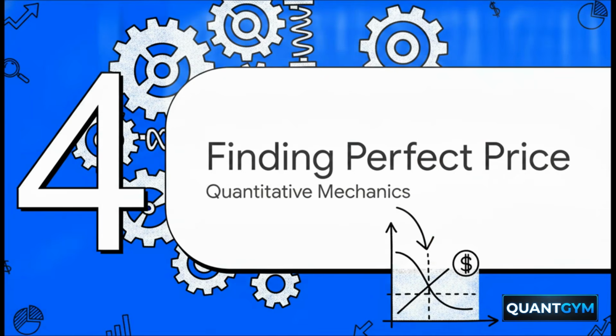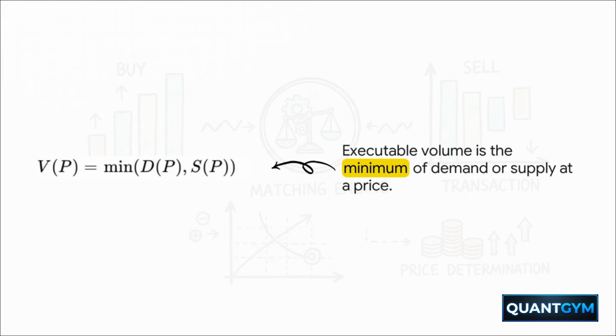Finding the perfect price. All right, it is time to go under the hood. Let's demystify the actual quantitative mechanics of how this single clearing price is calculated. When the collection window finally closes, the exchange's matching engine calculates cumulative demand and cumulative supply. Let's gently translate the math you're seeing into plain English. At any given price level, the executable volume is quite simply the minimum of either cumulative demand or cumulative supply. It's logical, right? You can only trade as many shares as there are matches for.